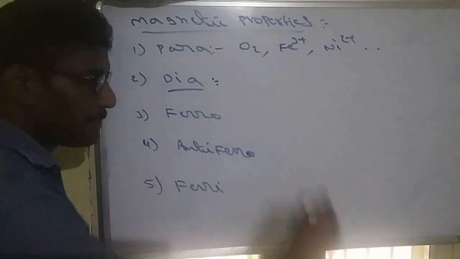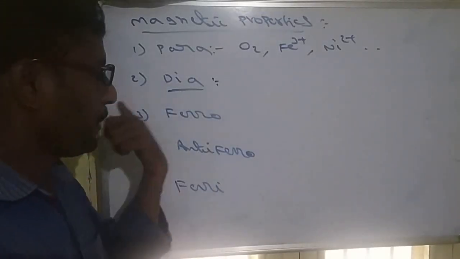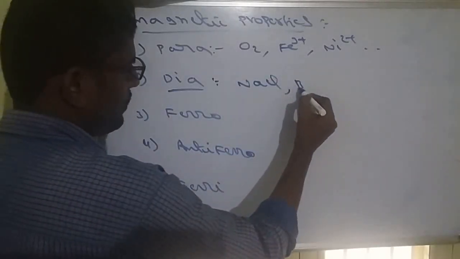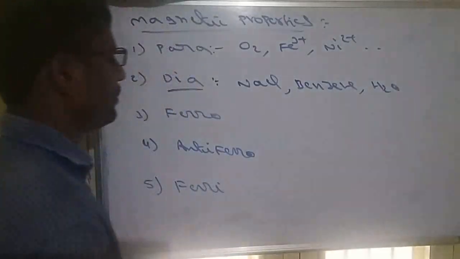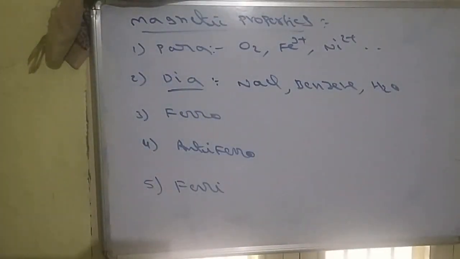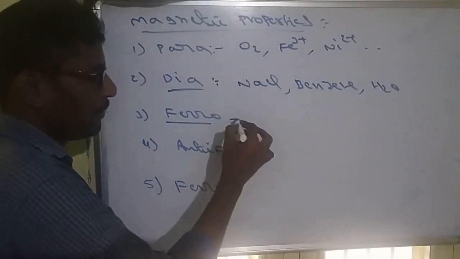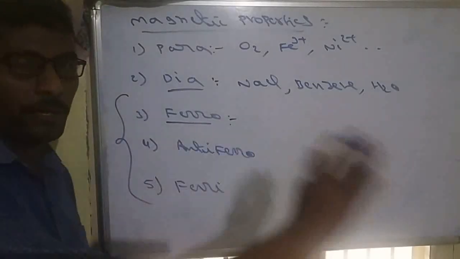So diamagnetic substances are those which are weakly repelled by magnetic field due to presence of paired electrons. Examples: NaCl, benzene, H2O, etc. So all these are diamagnetic substances. So this is due to unpaired, this is due to paired. Ferro, antiferro and ferri, these three are classified differently.